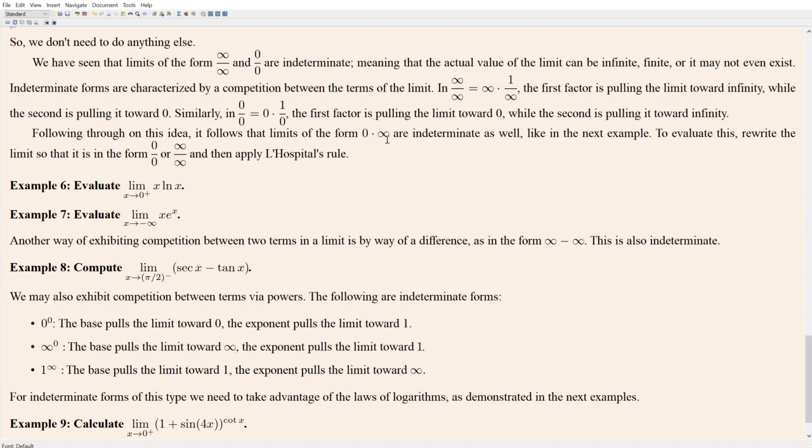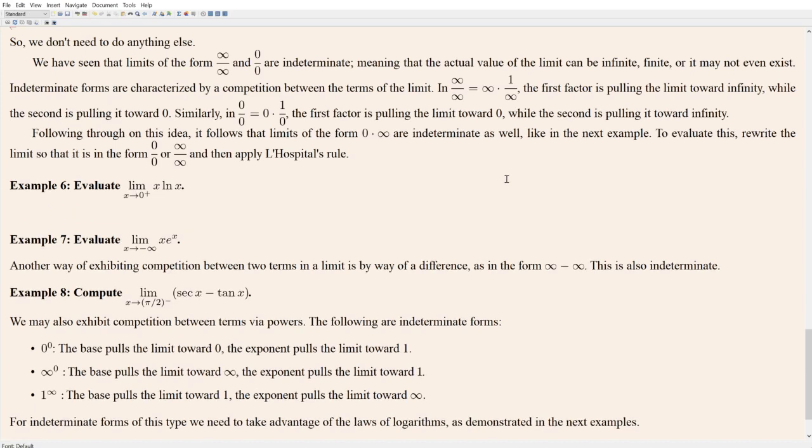So if you end up getting an indeterminate form of the form 0 times infinity, the idea here is to rewrite the limit, to do some sort of algebraic manipulation, so that it ends up being in the form 0 over 0 or infinity over infinity, and then we'll be in a position where we can use L'Hopital's rule. So that is the idea, to rewrite this thing so that L'Hopital's rule becomes applicable.